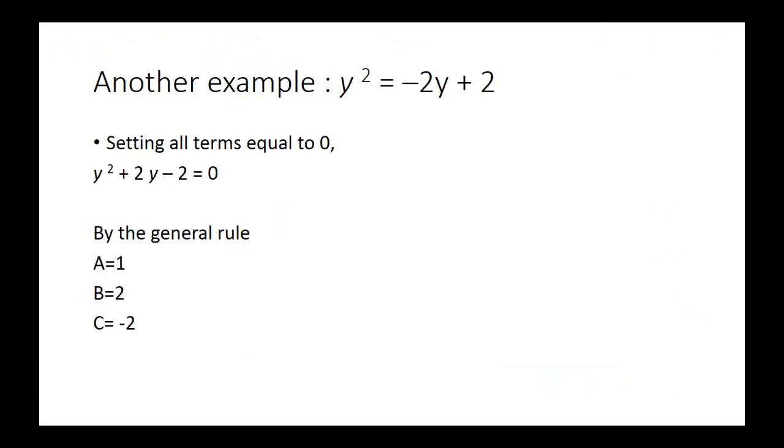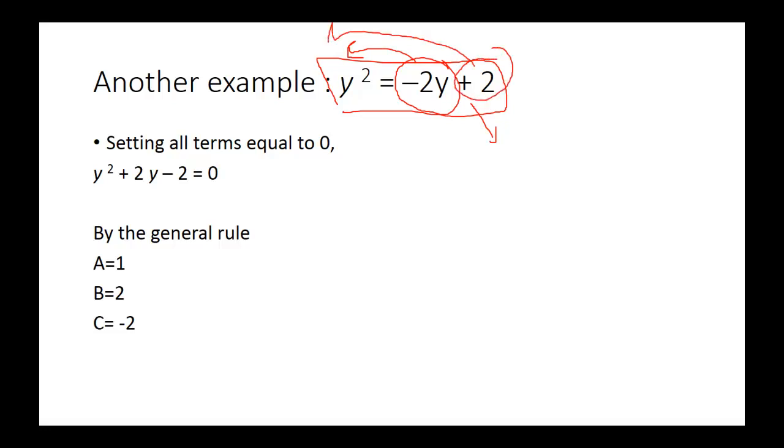Another example: y power 2 equals negative 2y plus 2. So you have to make a small move first to solve this quadratic equation, setting all terms equal to 0. You have to move the negative 2y to the other side of the equal sign, and also the 2. So you have to set all terms equal to 0.